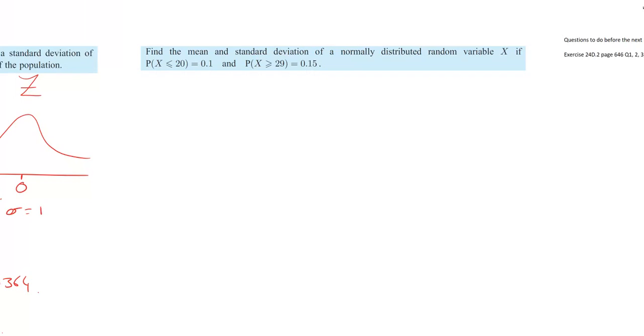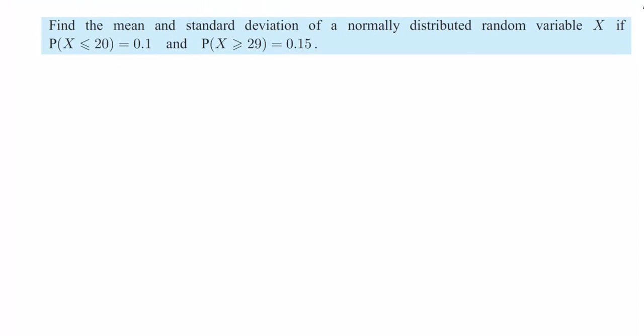Let's try an even more challenging example now. In this one, we have a missing mean and we have a missing standard deviation. So we've got to find that mean and standard deviation of a normally distributed random variable x if the probability of x being less than 20 is 0.1 and the probability of x being greater than 29 is 0.15. And notice we've got two things we've got to find, but we have more information. We have two pieces of information. So this should help us to work out what we need to work out.